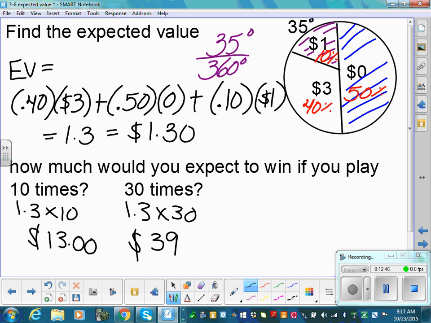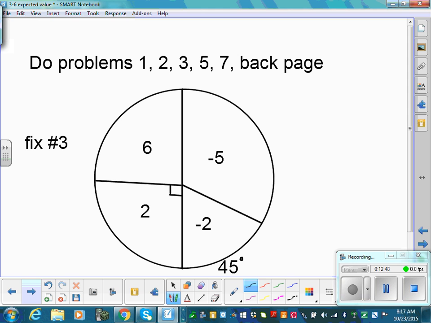All right, I'll let you practice now. So do problems 1 through 7: 1, 2, 3, 5, and 7. We're skipping number 6. But for number 3, I left off the picture, bless my heart. I left it off when I was copying and pasting and making my worksheet. So this is the picture you'll use for number 3. I apologize. I would draw it on your paper so that you have it.